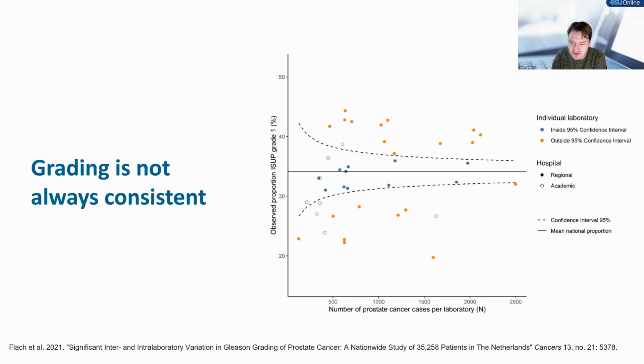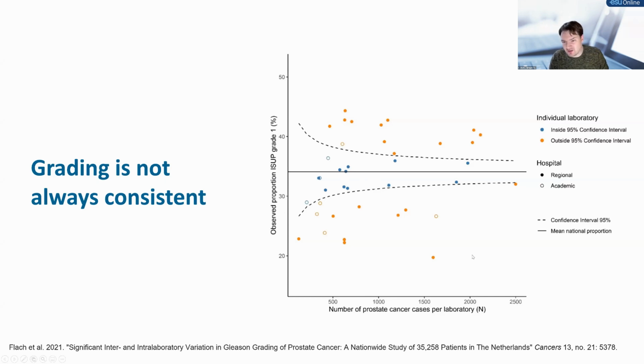However, and this is a pretty recent study from the Netherlands, 2021, grading is pretty inconsistent. So this is a study among 30,000 prostate cancer patients in the Netherlands. And what they plotted here was the observed proportion of ISUP grade group 1, so low-grade prostate cancer, at many different hospitals. And on the x-axis, the number of prostate cancer cases they handle.